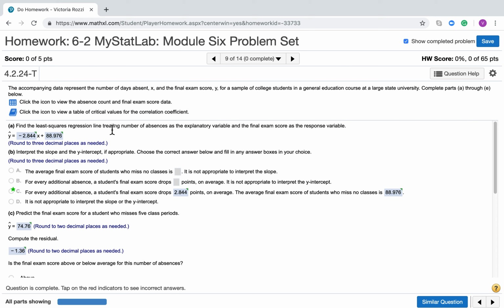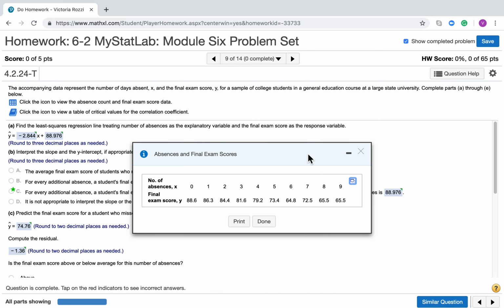And they're saying treat the number of absences as the explanatory variable, that's your X, and the final exam score as the response variable, which is your Y. So the first thing we want to do is click on the data, and then we're going to open this in StatCrunch by clicking this little blue box here and clicking open in StatCrunch.